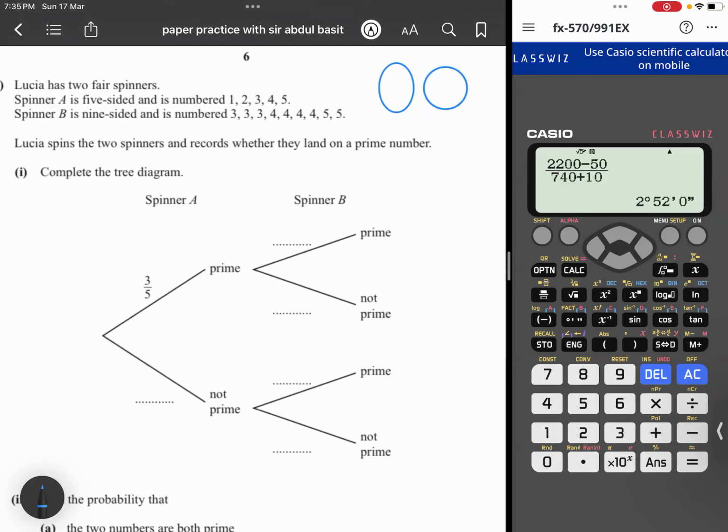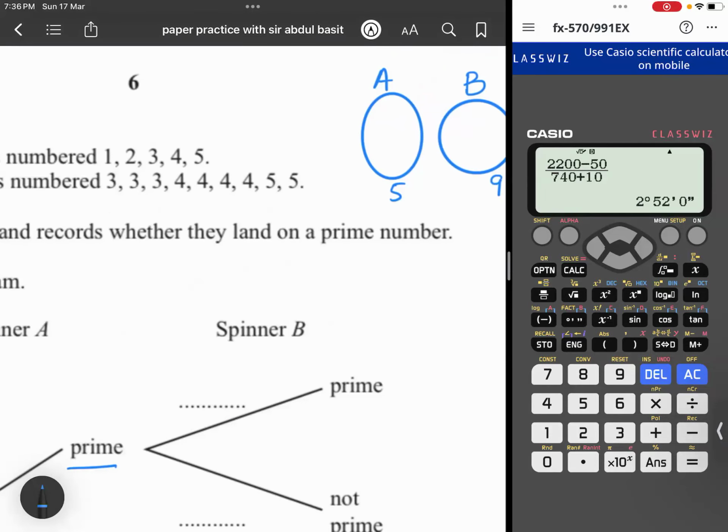Spinner A is 5-sided and is numbered 1, 2, 3, 4, 5. It means that in spinner A, we have total 5 numbers. And spinner B is 9-sided, so it would be 9 numbers. Lucia spins 2 spinners and records whether they land on a prime number. So we have prime and not prime. In spinner A, how many prime numbers are there? They are 2, 3, and 5. So prime numbers are 3 and not prime, they are 2.